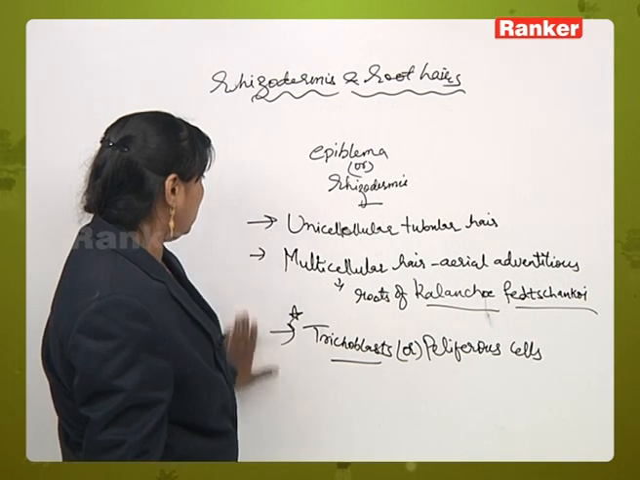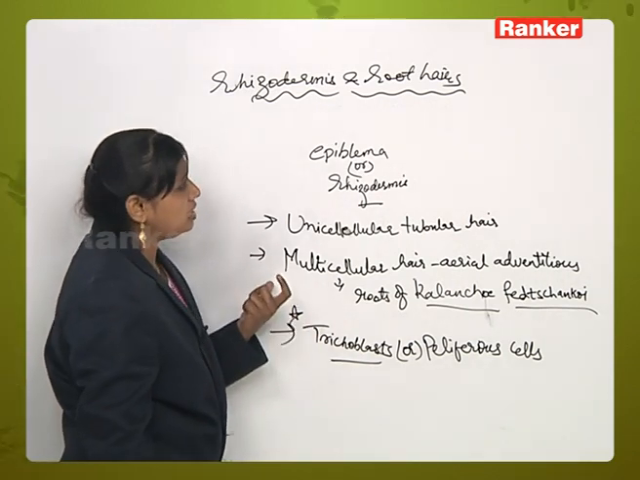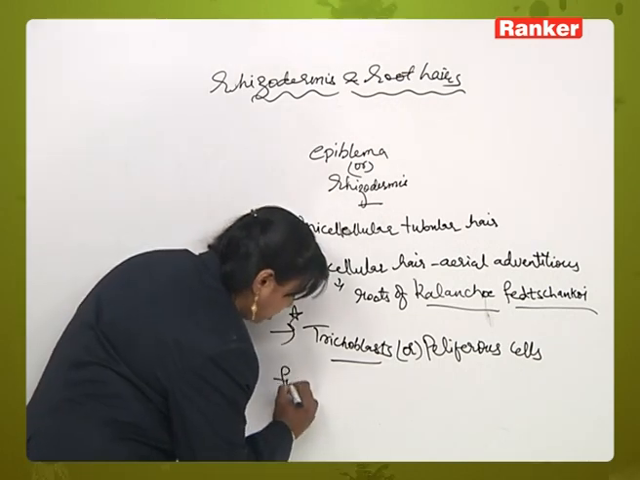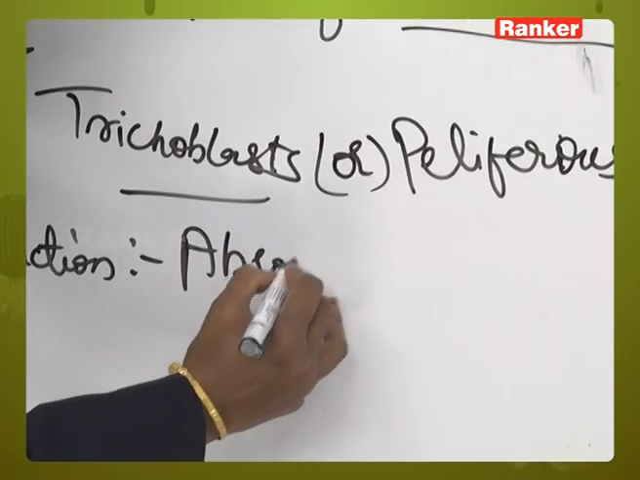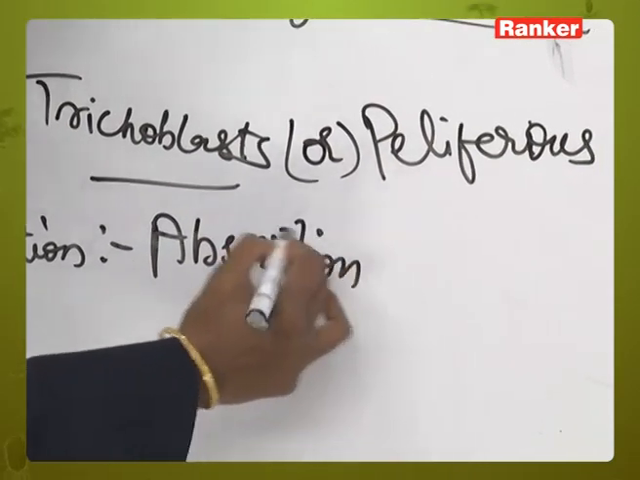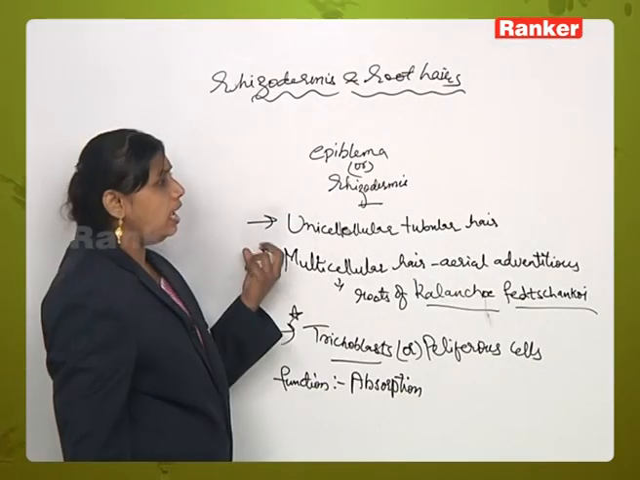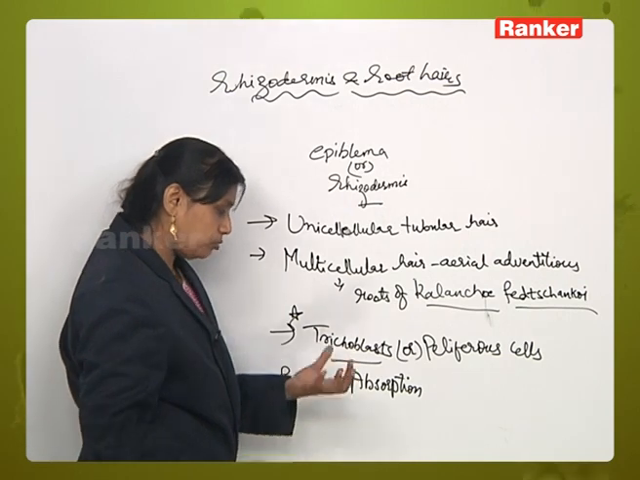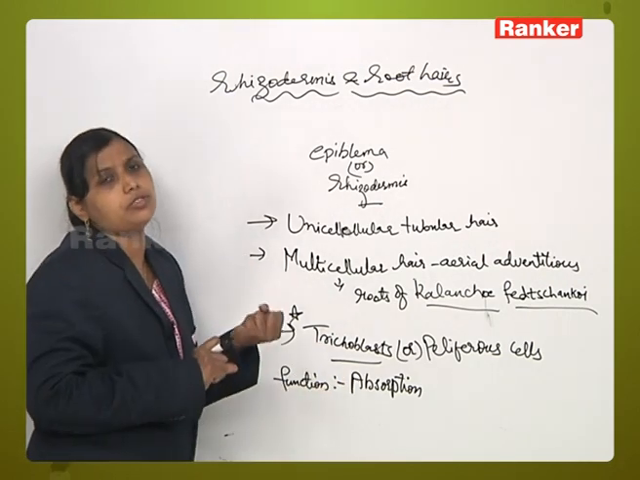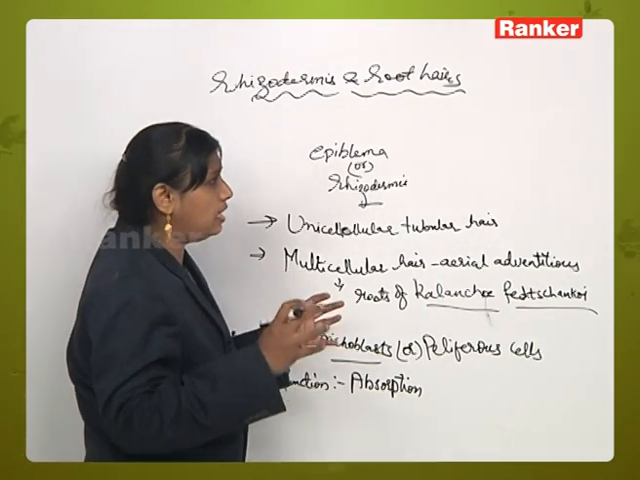Next, what is the main function of rhizodermis or root hairs? The main function of the root hairs is absorption. They absorb water and mineral nutrients from the soil into the roots. In addition to absorbing all the required content from the soil, they also help in increasing the absorption area of the root.